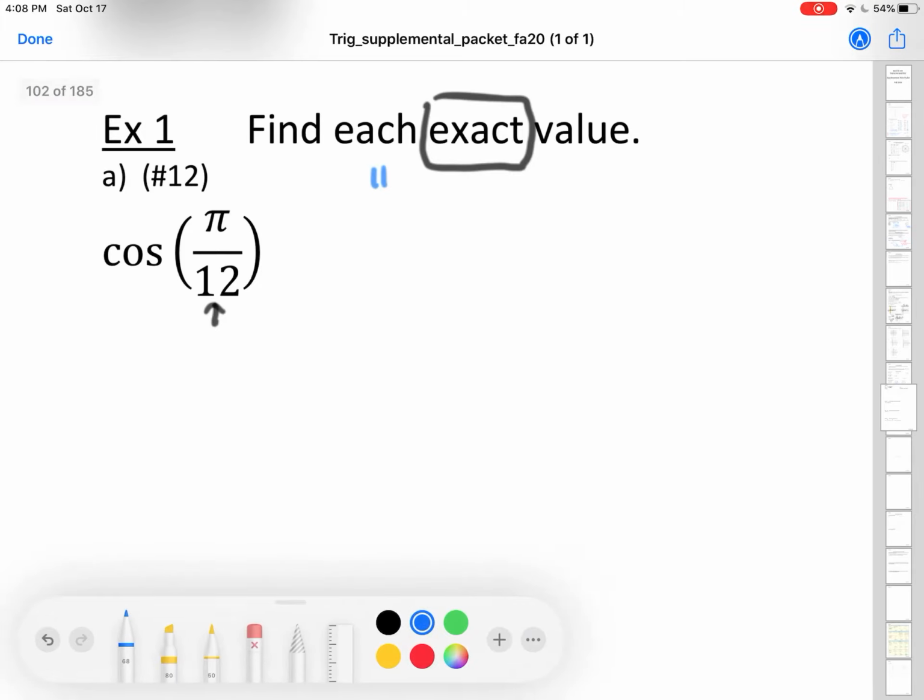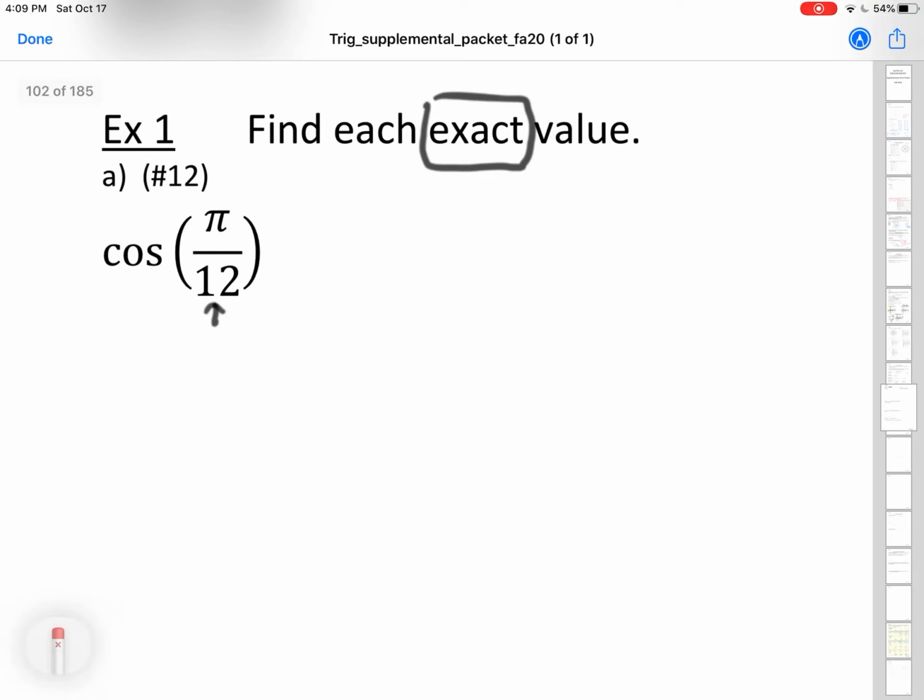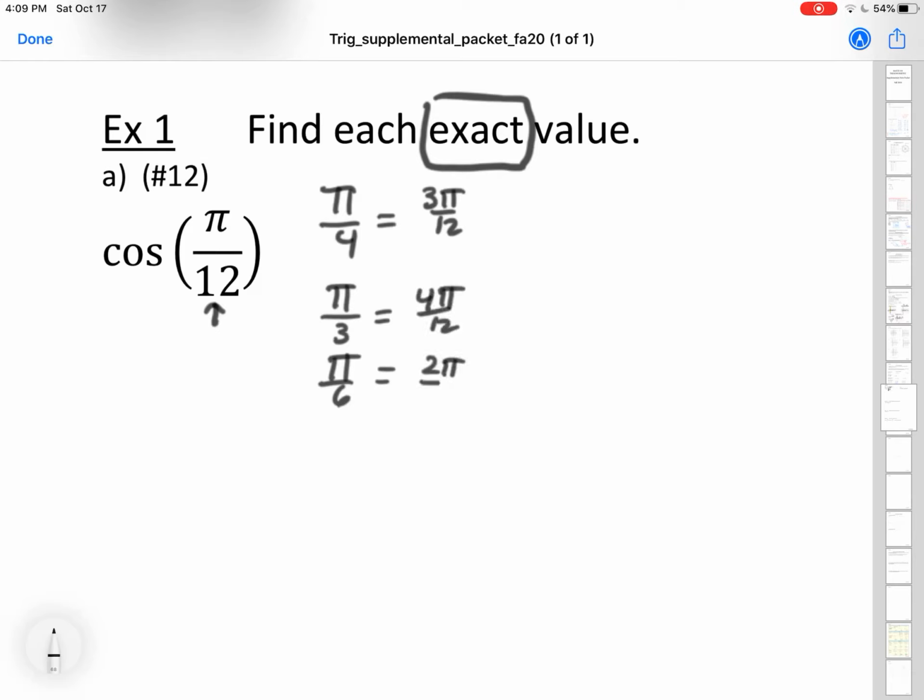So we have pi over 4, we have pi over 3, we have pi over 6. I'm sorry, I didn't do them in numerical order. Those are the ones that we're working with. Get them to be over 12, and let's see which two can help us get pi over 12. Well, with simple fraction work, this is 3 pi over 12, 4 pi over 12, and 2 pi over 12.